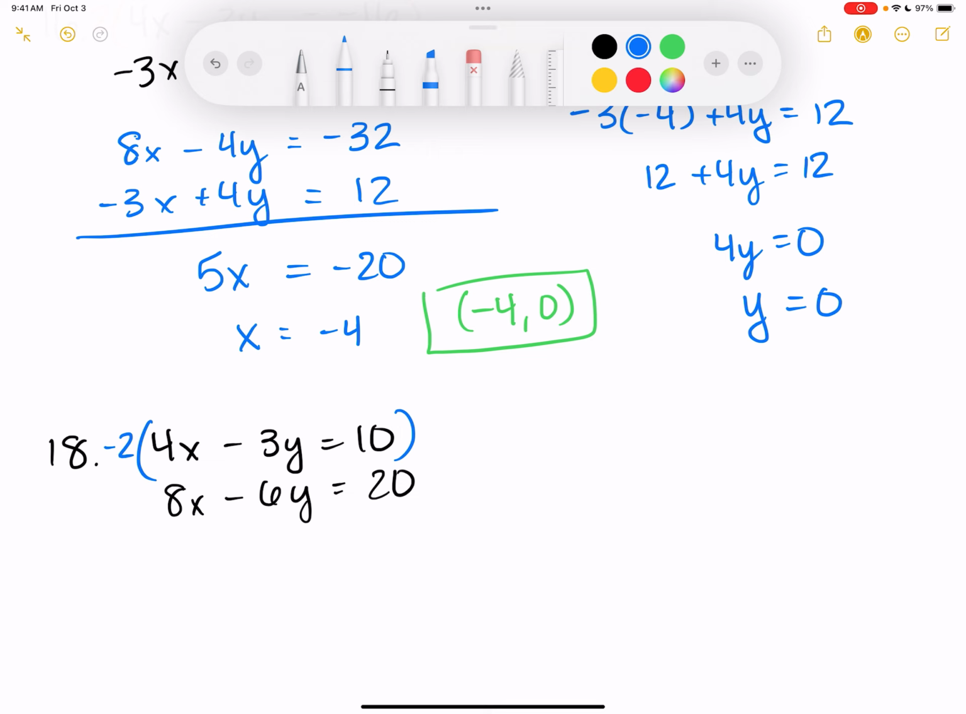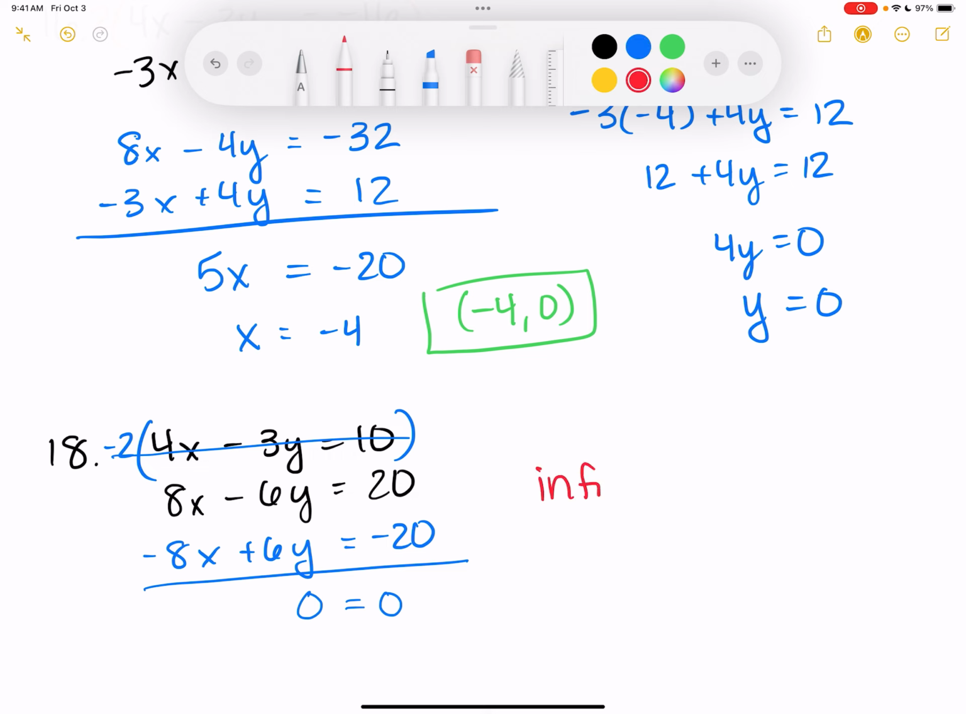And so I end up with -8x plus 6y equals -20. Now, if you're multiplying the top equation, you can just put a line through it and then combine them here instead of having to rewrite them all. So 8x minus 8x is 0. Negative 6y plus 6y is 0. 20 minus 20 is 0. So I have 0 equals 0, which means infinitely many solutions.